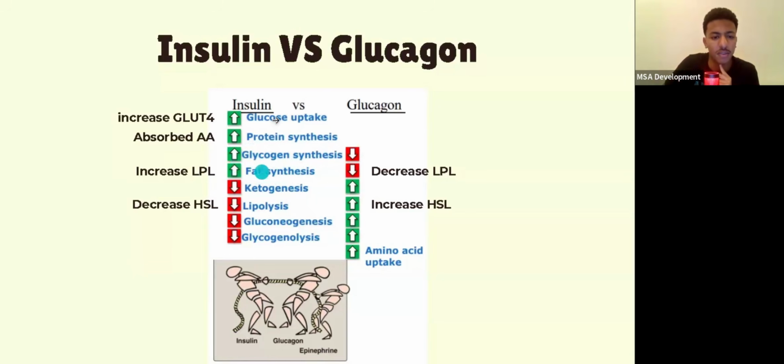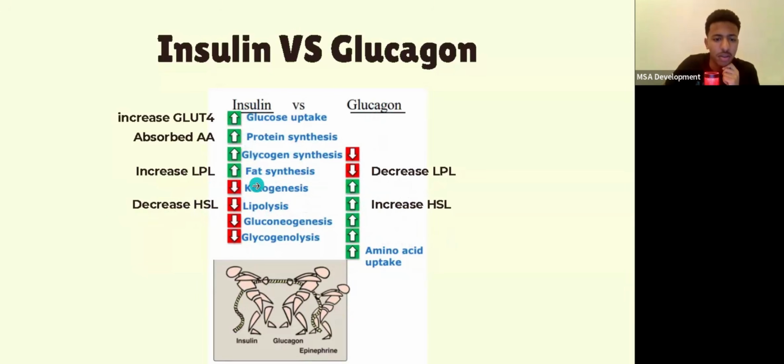And then fat synthesis. Insulin increases fat synthesis, and it does this by increasing LPL. You should review this in your fat lectures. LPL basically increases when we're building up fat, and then HSL increases when we're breaking down fat. So LPL increases with insulin, HSL decreases with insulin. LPL decreases with glucagon, HSL increases with glucagon.